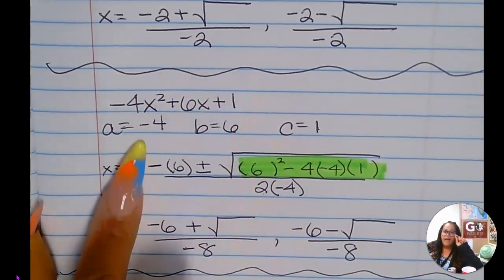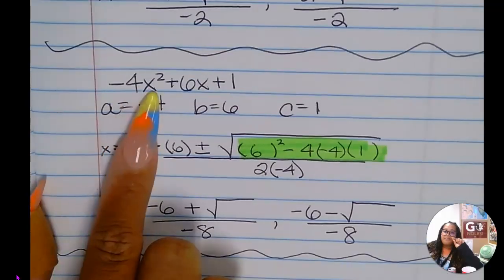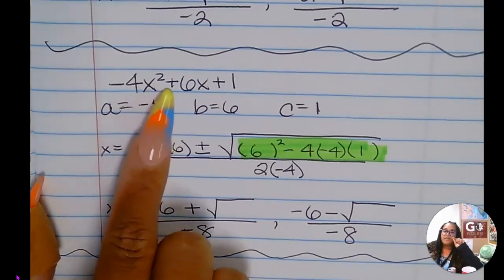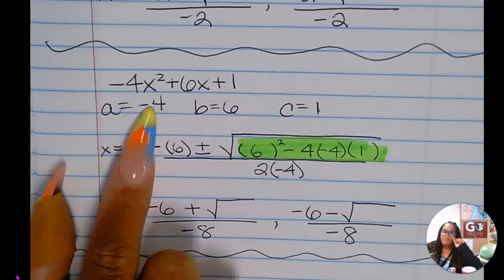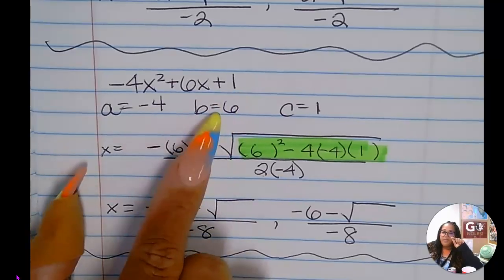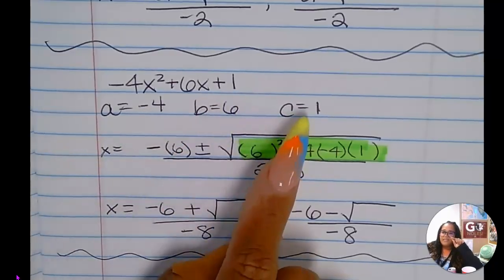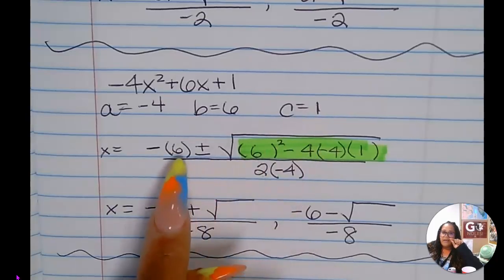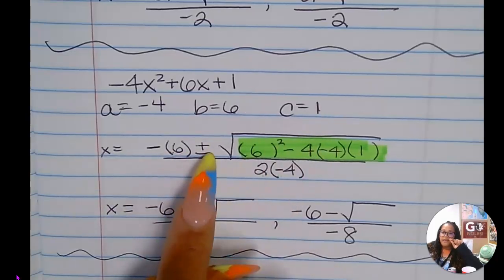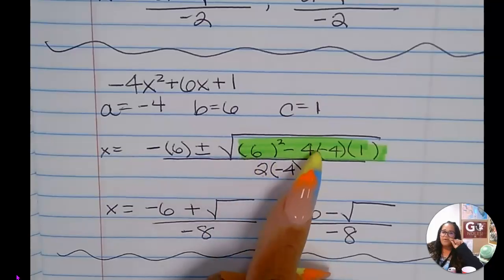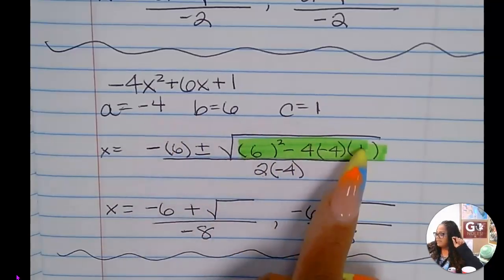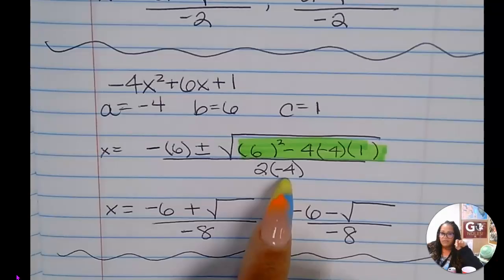Question number 65. I have negative 4x squared plus 6x plus 1. My a was negative 4. My b was 6. My c is 1. And then I put the opposite of b, plus or minus b squared minus 4a, there's a and c, and divided by 2a.